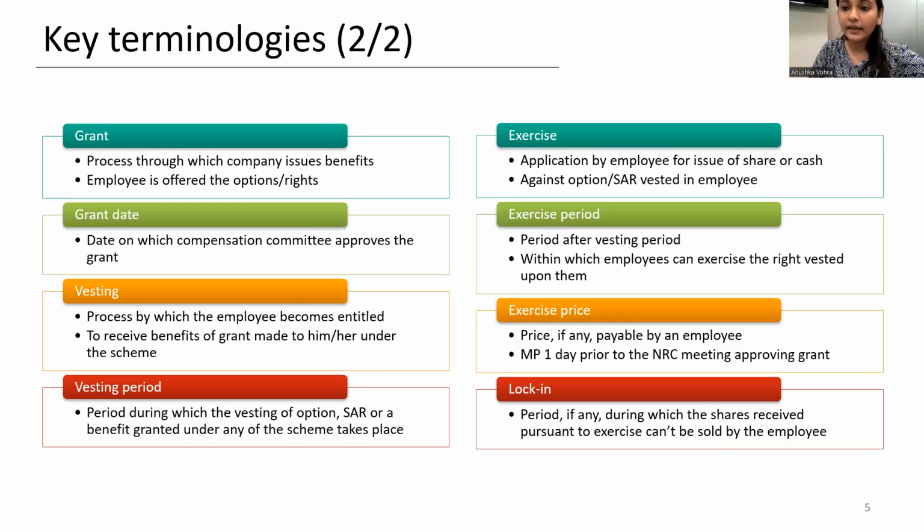Who does the granting? Granting is done by a committee. That committee is a committee as per section 178 of the Companies Act, which is the Nomination Remuneration Committee. And if it's a listed company, as per regulation 19 of the listing regulations, this compensation committee is the NRC, which was formed under the respective provisions of the Companies Act and listing regulations. Now, let's say it's a private company, which is not required to have a nomination remuneration committee. In that case, the board can do the grants.